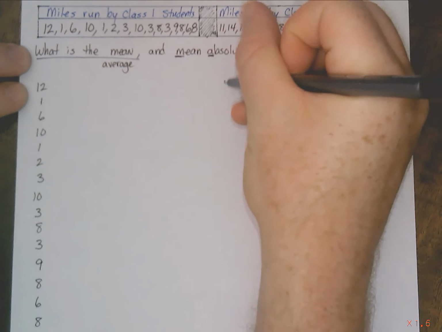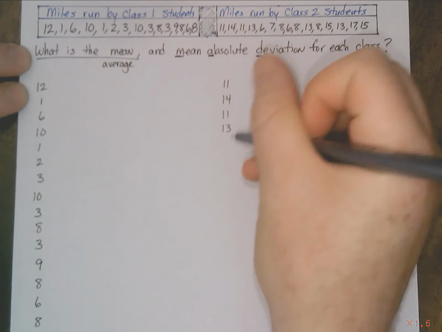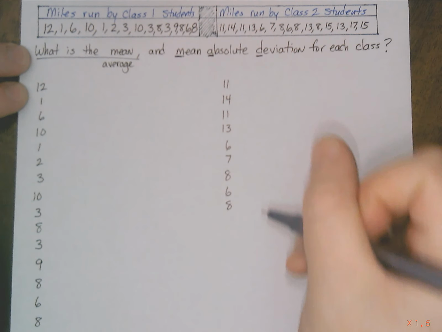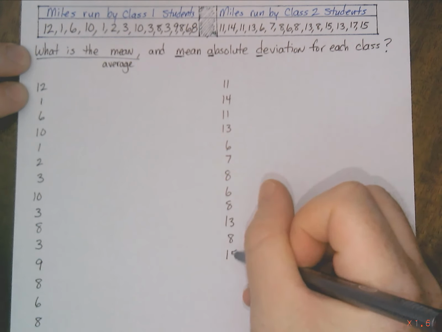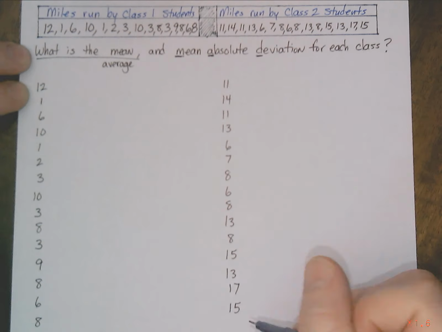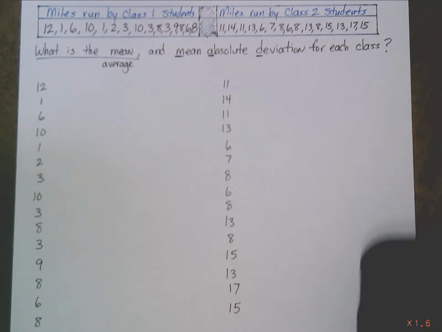So I've got 11, 14, 11, 13, 6, 7, 8, 6, 8, 13, 8, 15, 13, 17, 5. This is most helpful when you have a calculator. I'm going to use my iPhone to do the division part, but I don't think I need it to add.